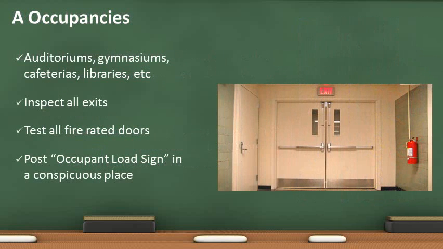Most schools have public assembly occupancies and areas on site. The requirements are the same as any other A occupancy. Illuminated exit signs are required. Exits shall not be obstructed. All exit doors must function properly. Extinguishers shall be properly mounted and serviced. An occupant load sign should be clearly posted inside the main entrance.